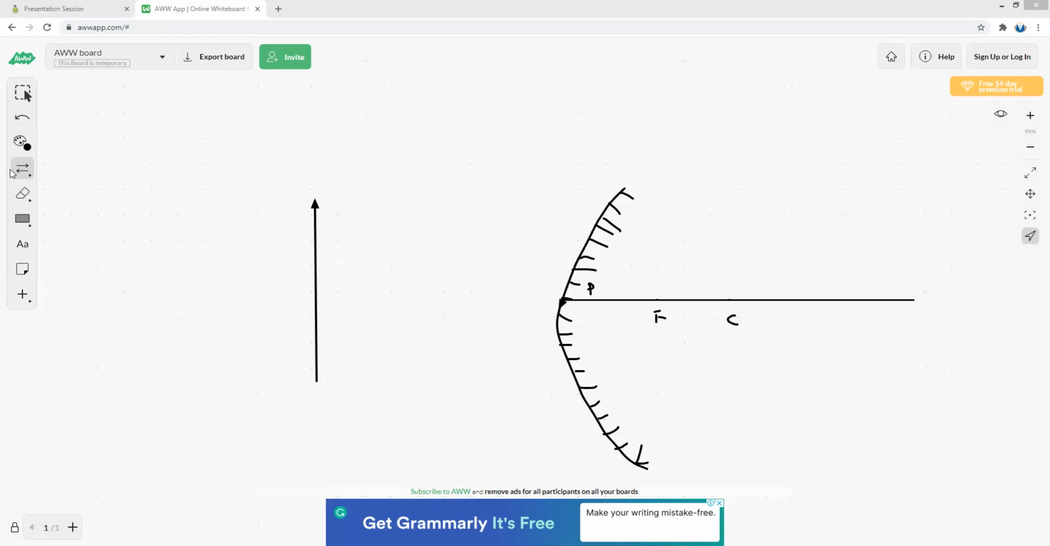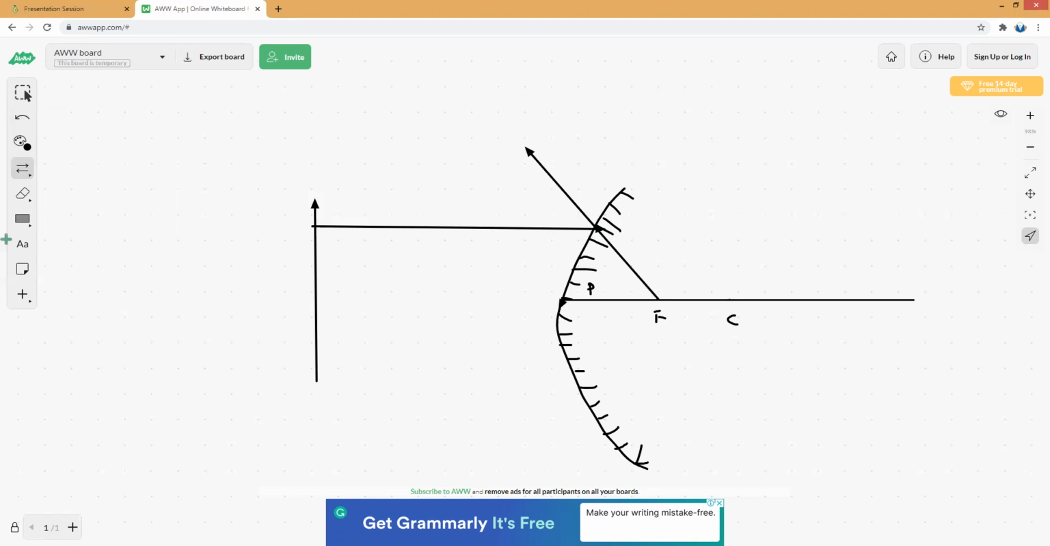Okay, so in this one, the first ray is parallel to the principal axis, just an imaginary principal axis over here. It's parallel to it, okay? Now you don't directly draw the reflected ray. You trace it from the focus. It should go like this, because it should pass through the focus. And you make it dotted, just to show that it's not actually intersecting.